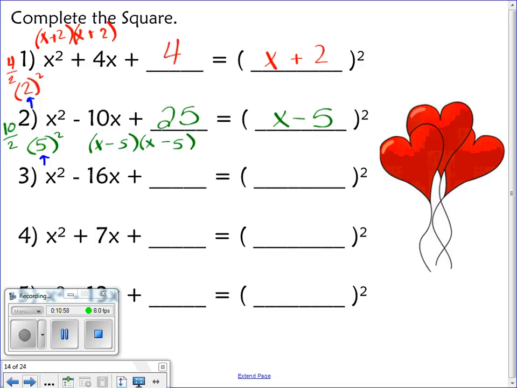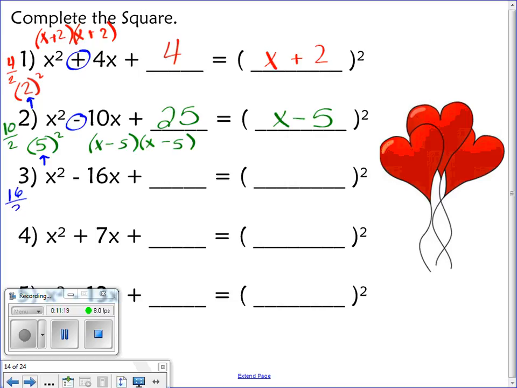Notice your sign. My sign here was a plus. Whatever that sign is, that's the sign when you factor. So this should be a pretty quick, fast process. So I look at this one. What's my b value?